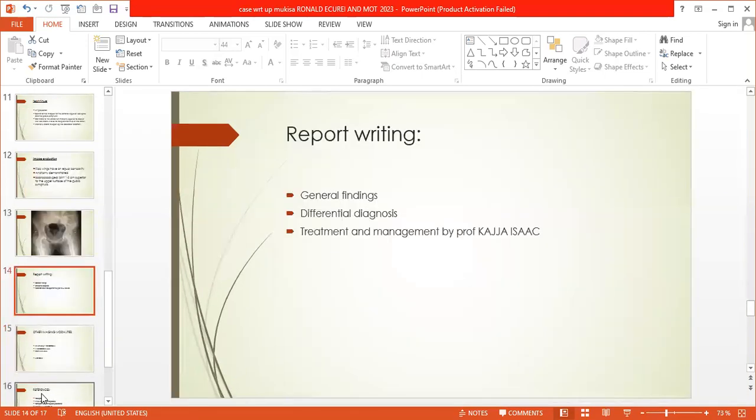The report writing. Under report writing, we had the general findings. And the general findings for that person: the left lower limb was shorter than the right lower limb. And differential diagnosis also applies.